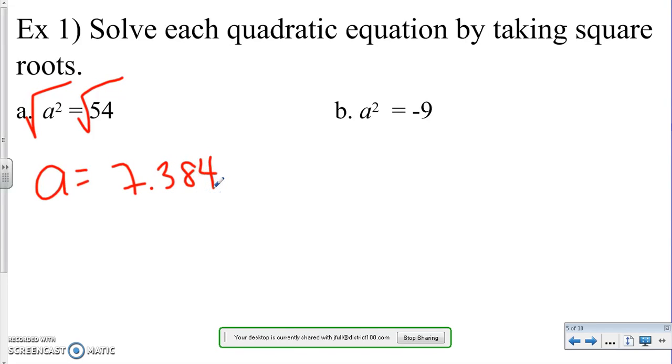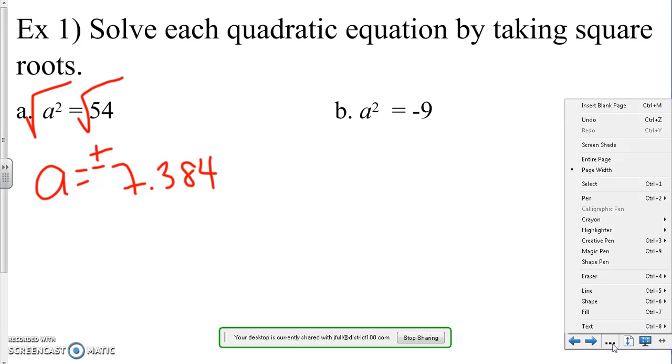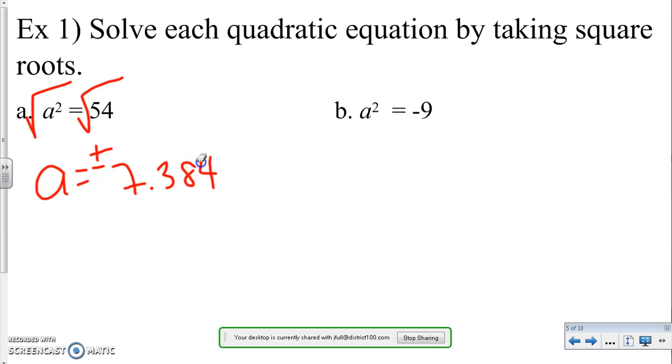Okay, it's really important for you to remember to round properly in these, or your answers will actually end up being wrong. So the square root of 54 is 7.384, and then I wrote that backwards, I apologize. Let me erase that and fix it. Okay, 7.348. And then I remember my plus or minus sign.